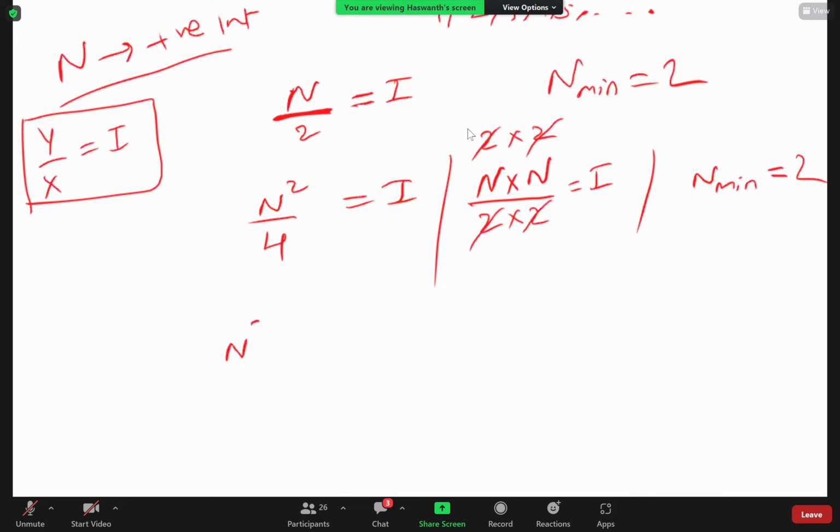Now let's say n square is divisible by 8. N is a positive integer and n square is divisible by 8. Now what is the minimum possible value of n?